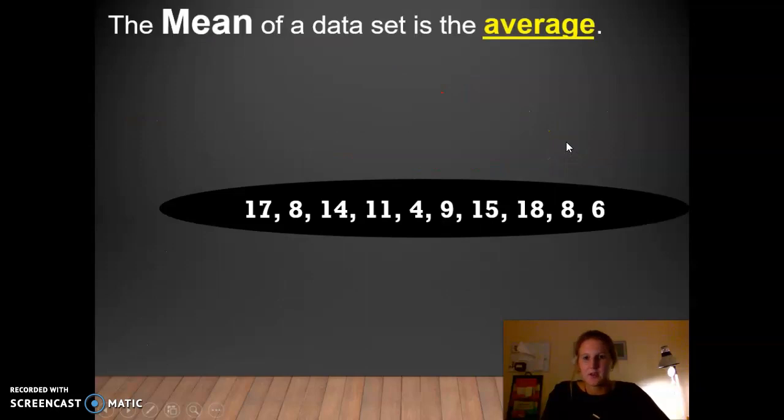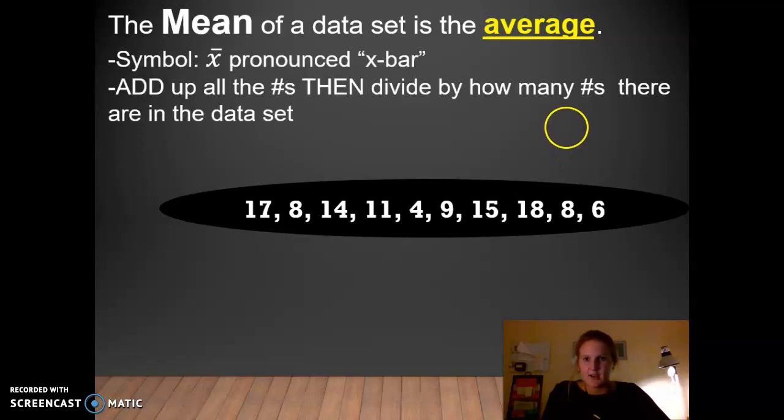Okay. The first measure of center is the mean. It's the average. The mean, the average, they're synonyms, words we've all heard before. The symbol that we use for the mean is this italicized x, and it has a bar over it, so we pronounce that x bar. So the symbol we use for the mean is x bar. How do we find a mean? Well, we add up all the numbers and then divide by how many numbers there are in the data set. This is very review information here.